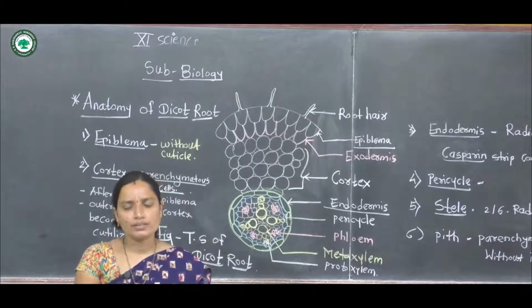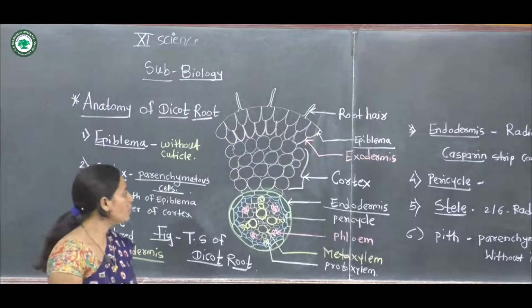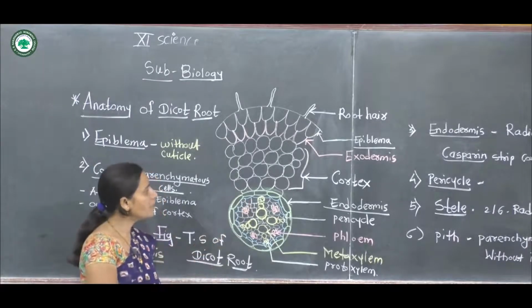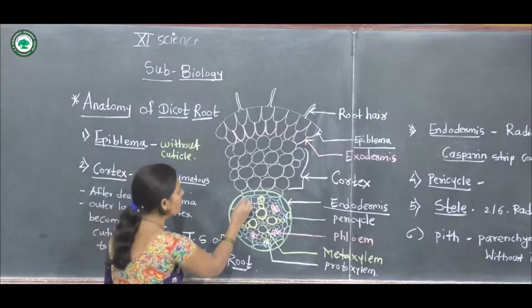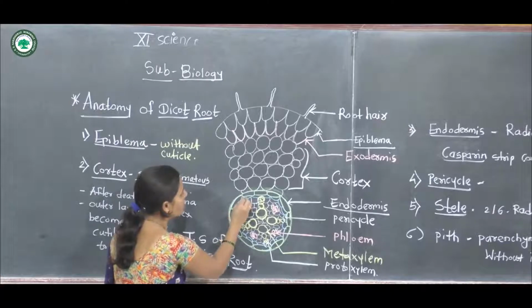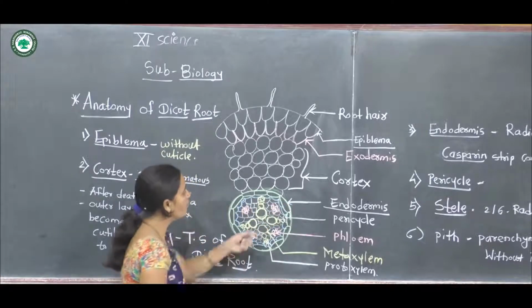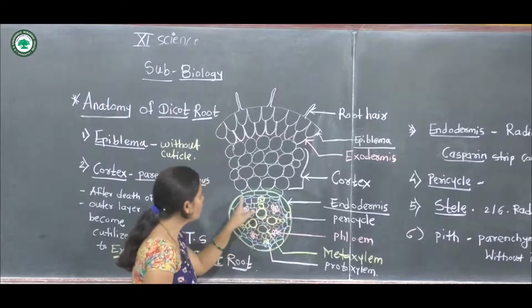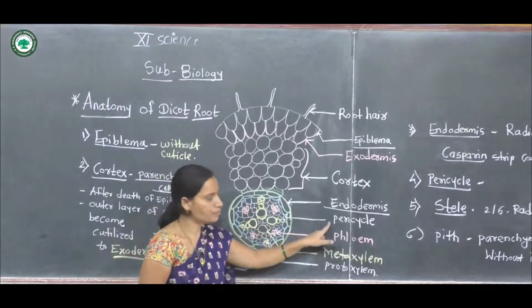And in the endodermis, below this endodermis, there is another layer, and this single layer is known as the pericycle. It is a single-layer structure found below the endodermal layer. It is a single-layer pericycle.